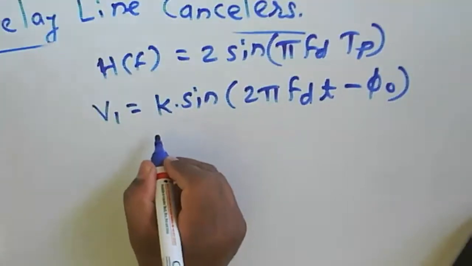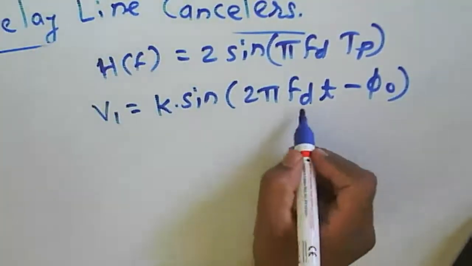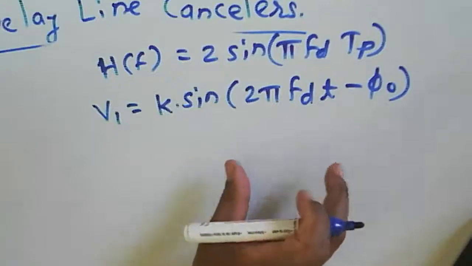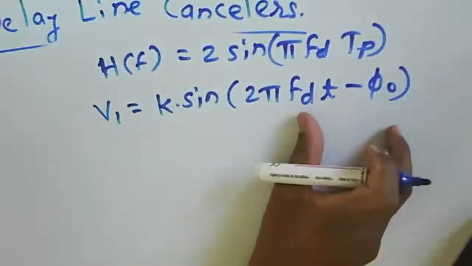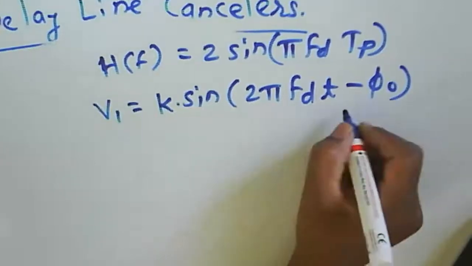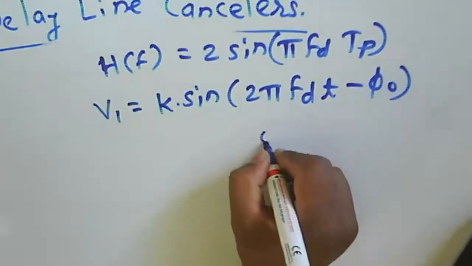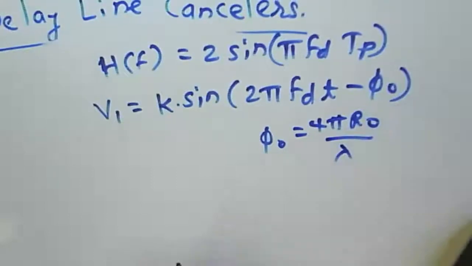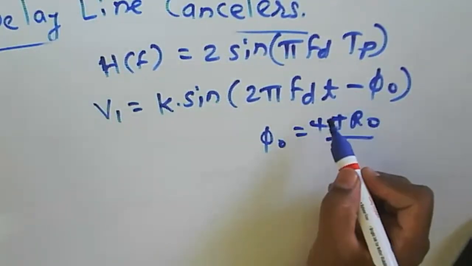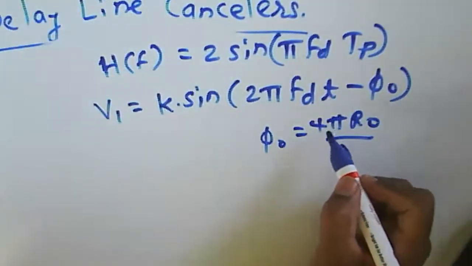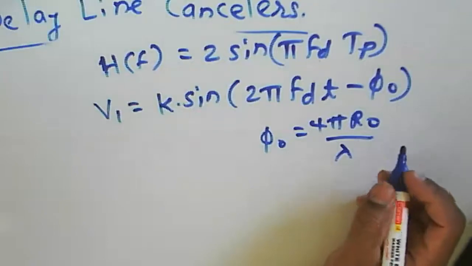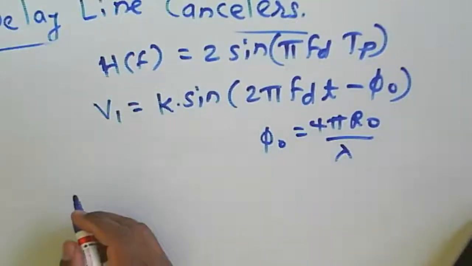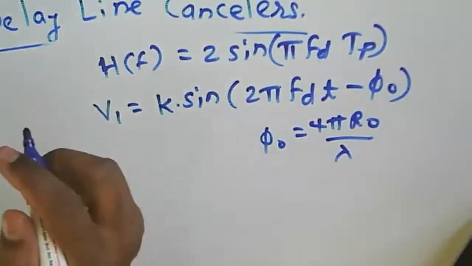And k is a constant, the given amplitude of the signal, and phi 0 is a constant for the phase. We can write phi 0 in terms of the range also, so phi 0 is equal to 4 pi r0 by lambda, and r0 is nothing but the range. This way, we can say it is about the range where we have time equal to 0, and we get the signal now.